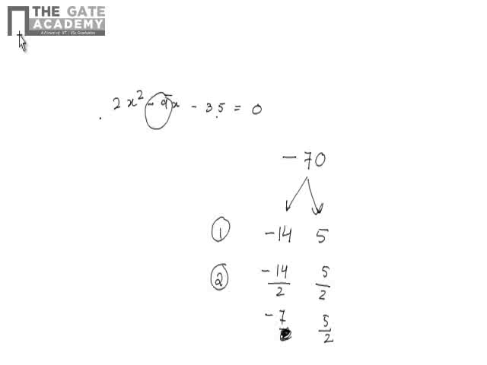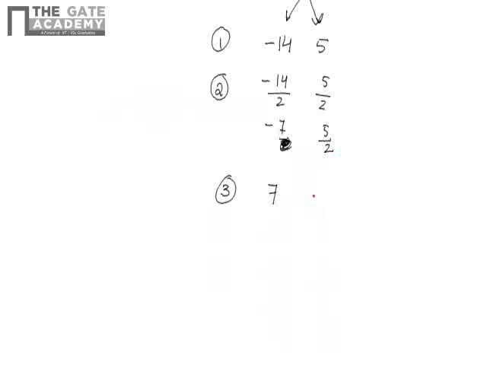Okay, the third step is just to reverse the sign. Minus 7 will become 7, and plus 5 by 2 will become minus 5 by 2. So this is the solution set. This is only the faster way. The same thing we are doing in the other method also, but this is just a simpler and faster way.